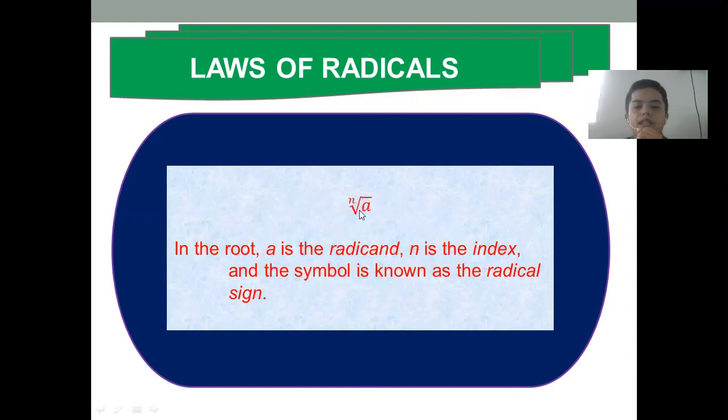So if we have an expression, the nth root of A, your A here in the square root is the radicand, while the quantity here, which is n, is your index. And of course, this symbol is your radical sign.